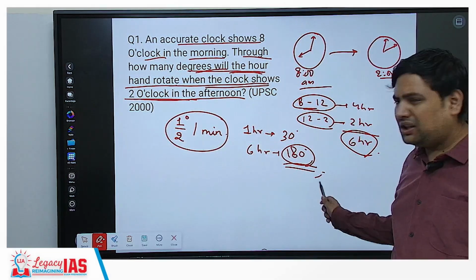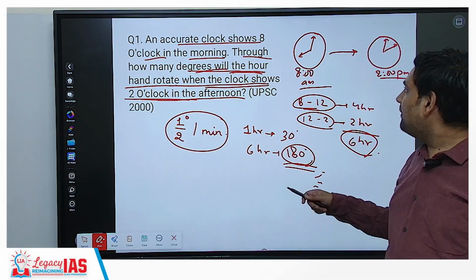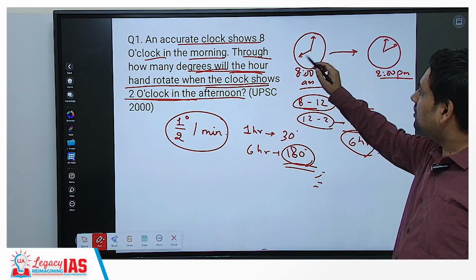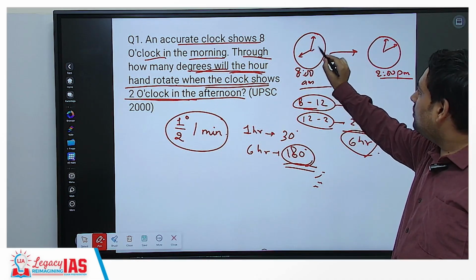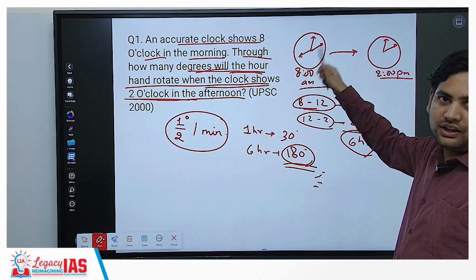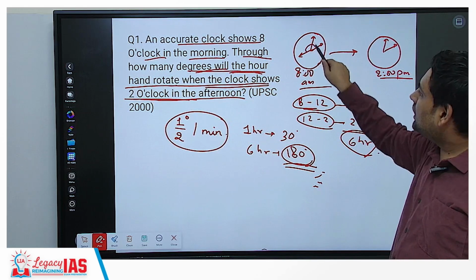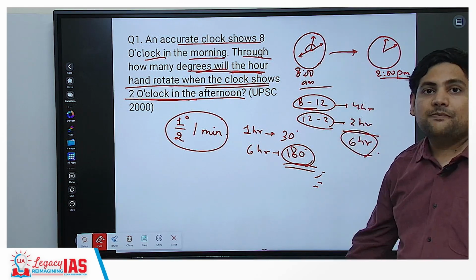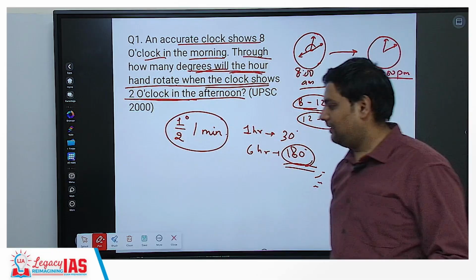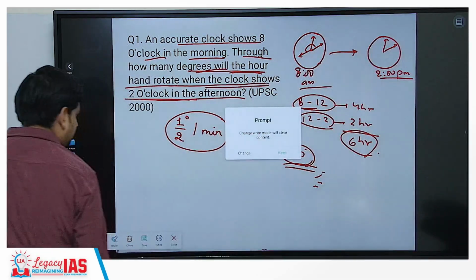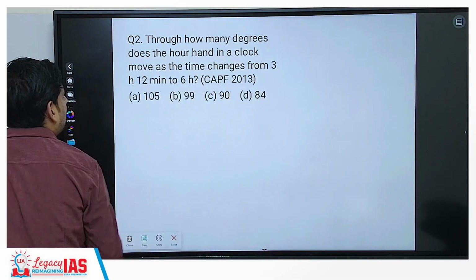Understood? Simple. Okay. You could have also done this just by observation. So, this is 8, 2 looks also something like this, that is they will form a straight line. So, straight line means 180 degrees. So, that could also be one way. Then, let us do next.